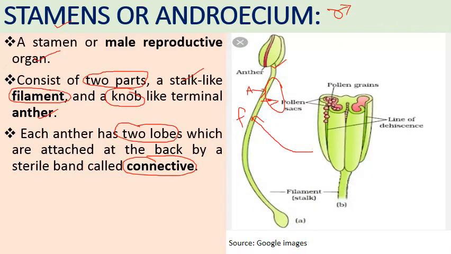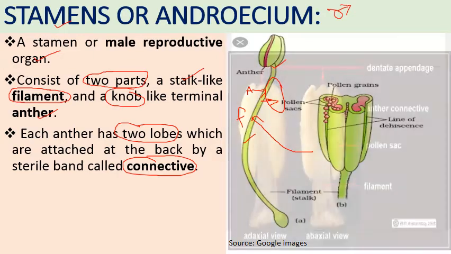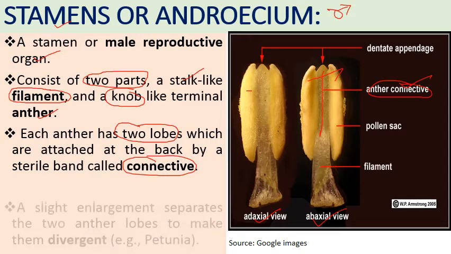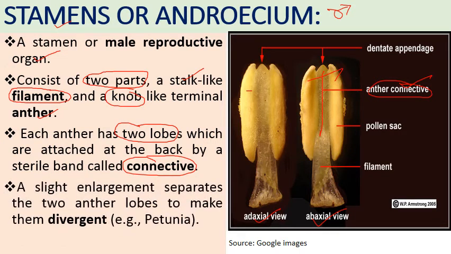This is the anther and this is the filament, और इसके बीच में present होता है structure. For example, this is the photograph which shows this structure which joins the two lobes of anther, जिसे कहा जाता है connective. So this is the adaxial view and this is the abaxial view. In this view we can see here जो ये बीच का portion है जो दो anther lobes को connect करता है, this is known as connective. This structure is known as connective.